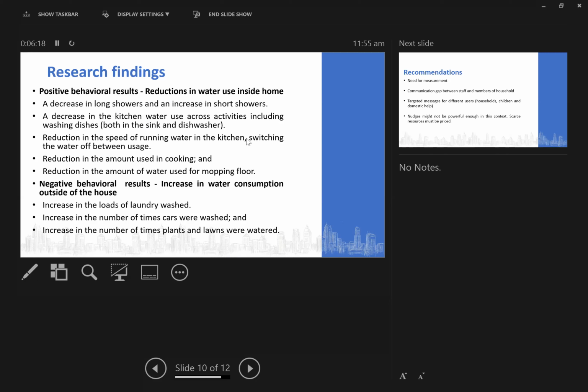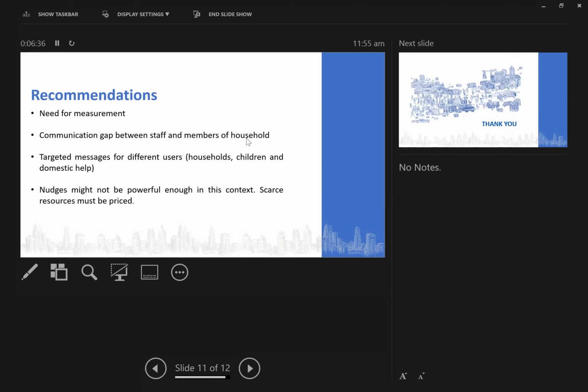Similarly, people would be switching off their taps while not using water. There was a reduction in the amount of water used for cooking, and also for cleaning your floors. So within the household, the water consumption reduced. Outside the walls of the house, the water consumption increased.